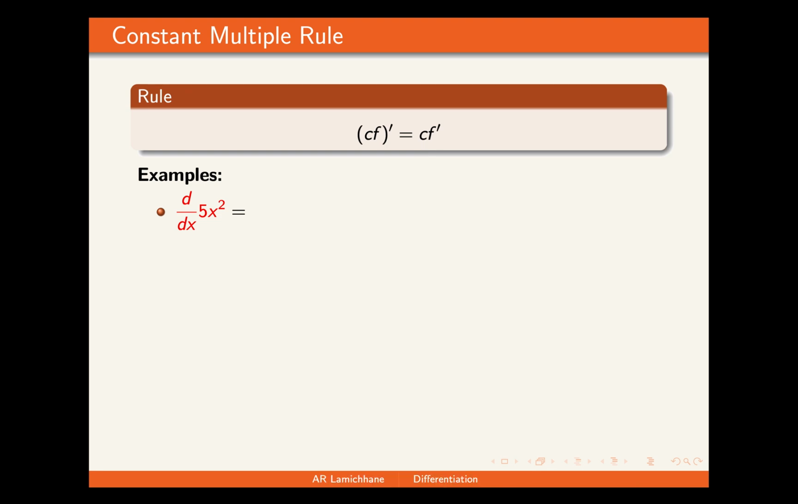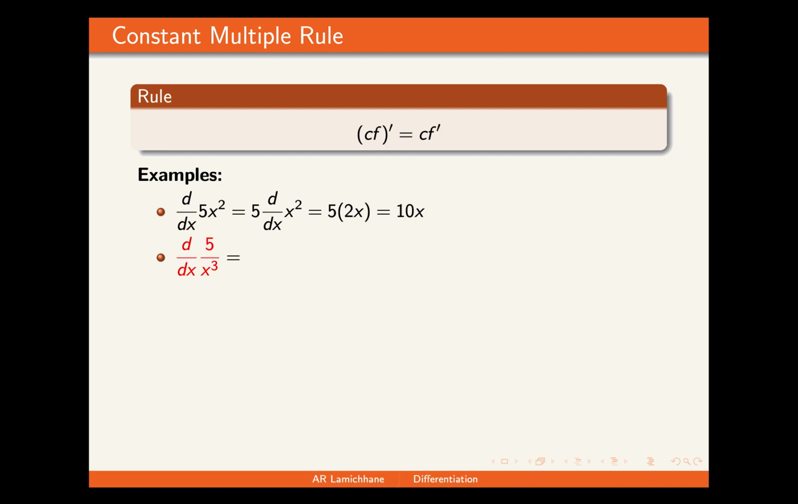So if we want to apply this rule, how can we apply it? We need to leave the constant as it is, which is 5, times the derivative of x square with respect to x. And we know that by using the power rule, the derivative of x square with respect to x is 2x, so 5 times 2x. If you simplify that, we get 10x. So the derivative of 5x square with respect to x is 10x.